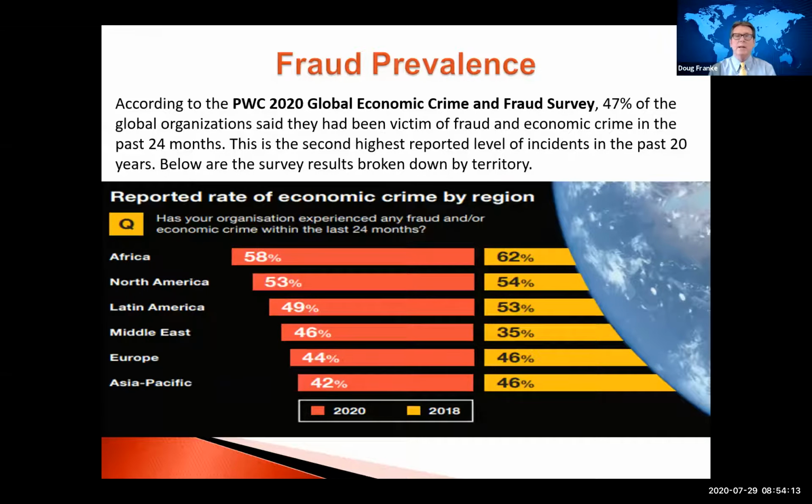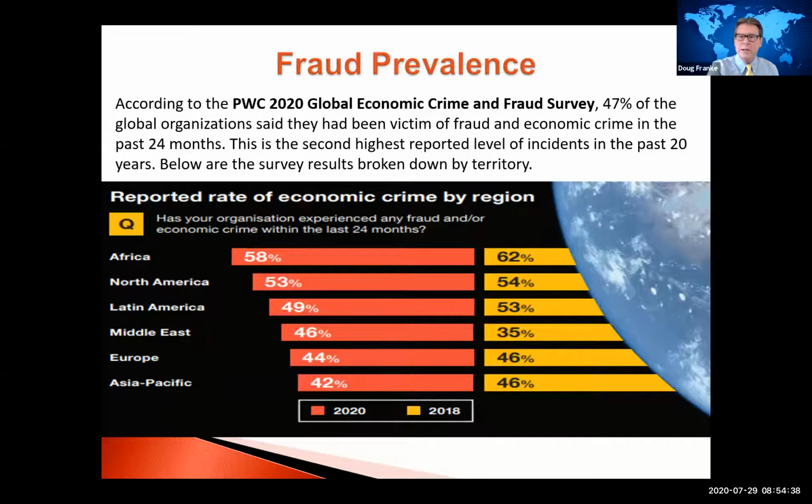So we've updated our slides with the most current surveys. And as we see here, 47% of global organizations have been victims of fraud. If you take the average, it is about 50%, and this is reported fraud. I think PwC normally does these surveys before Davos, and then they give big presentations there.